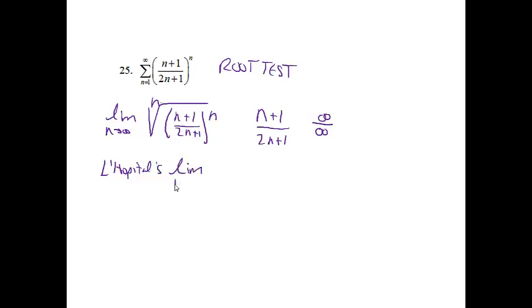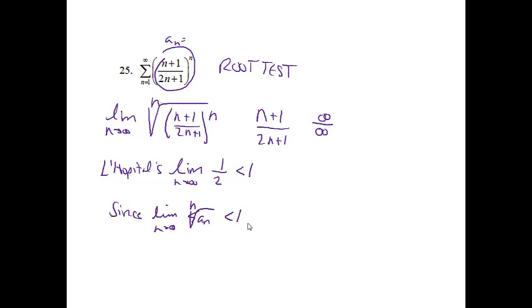And if I do that, I'll find the limit as n approaches infinity. The derivatives of the numerator and the denominator would be 1 over 2, so I get an answer of 1/2. That is definitely less than 1. So I can say since, let's call this a sub n, make sure we always clarify that so we know what we're talking about here. So since we have the limit as n approaches infinity of the nth root of a sub n is less than 1, we can say that the series once again converges.